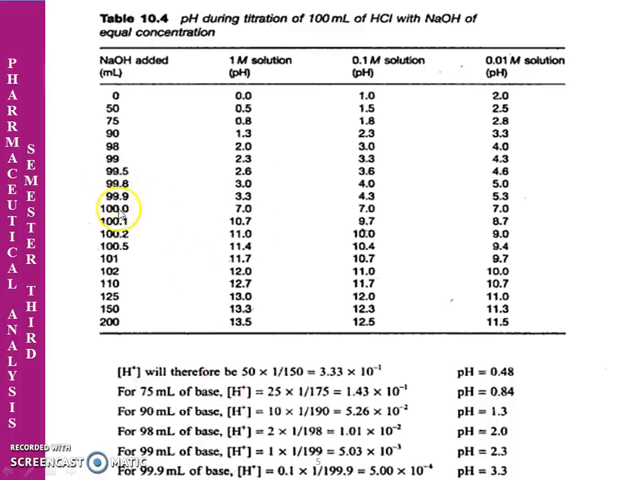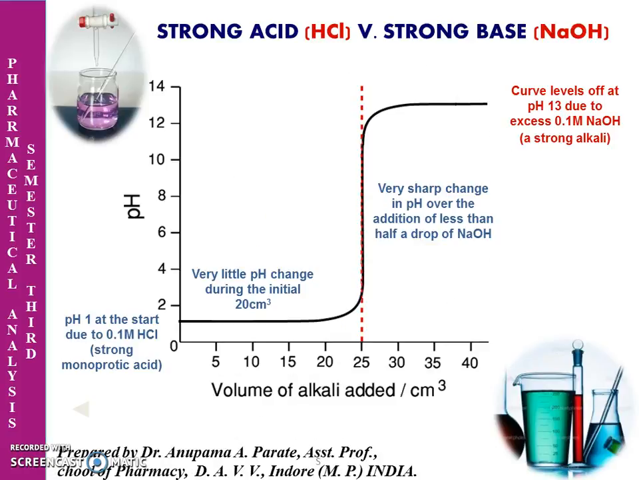99.8 ml, 99.9 ml. Here is a thing which we have to concentrate on. Here you can see 99.9 ml of alkali was added to hydrochloric acid. The pH was 3.3. It was still acidic. As soon as 100 ml of sodium hydroxide was added, both HCl and sodium hydroxide being 100% ionized, the pH suddenly shoots up to 10.7, and so on.